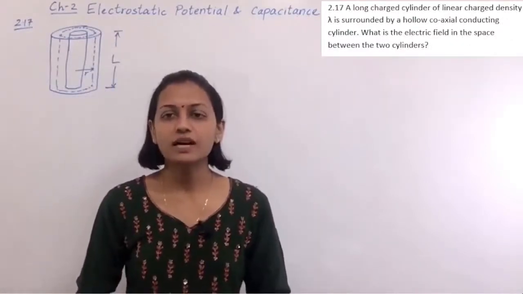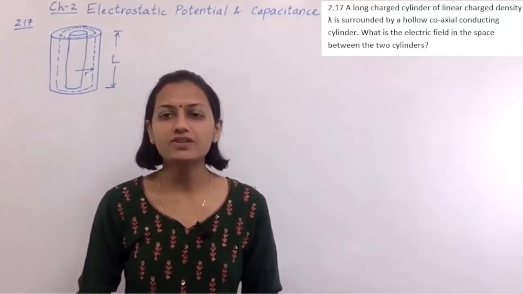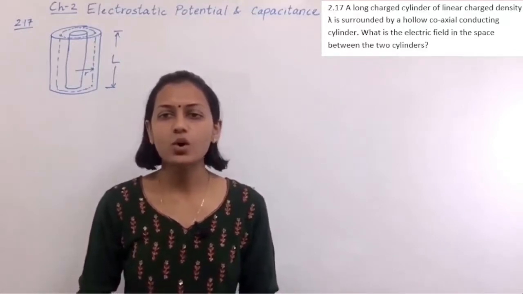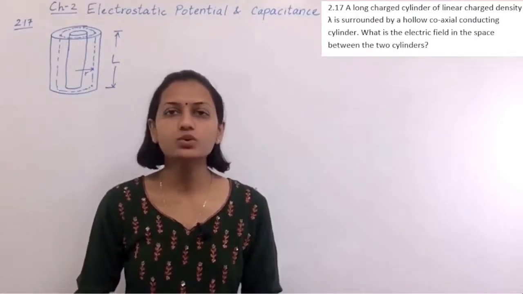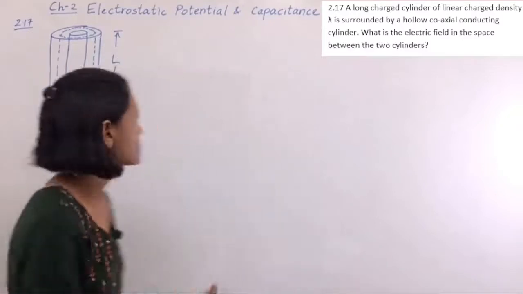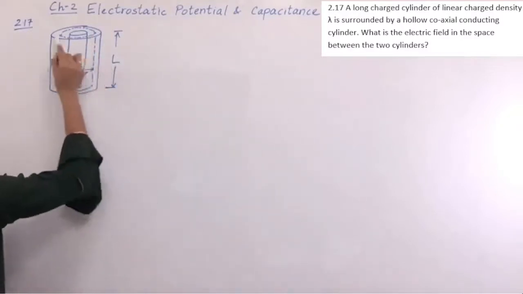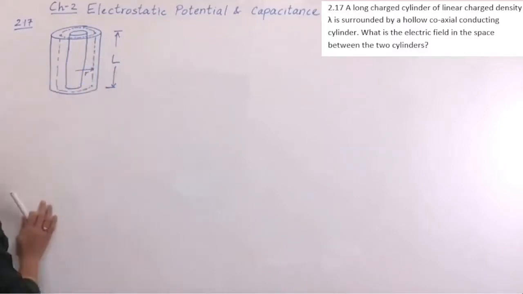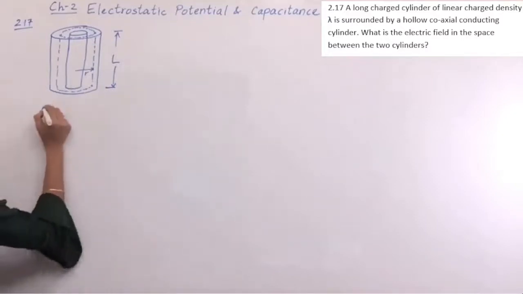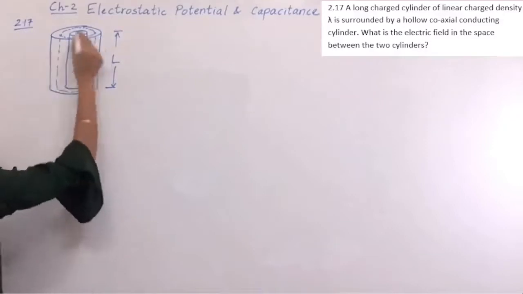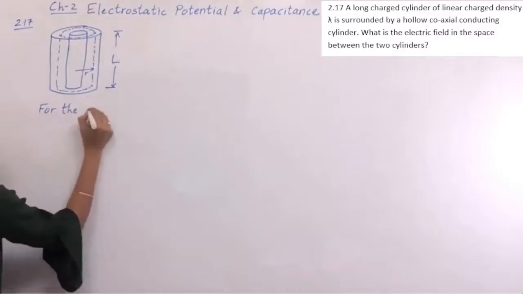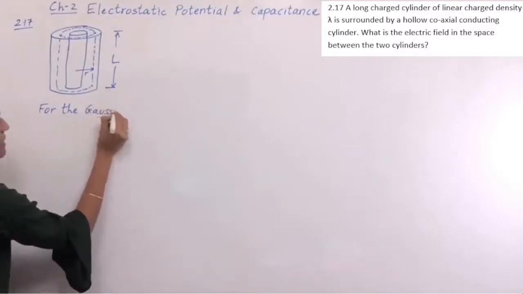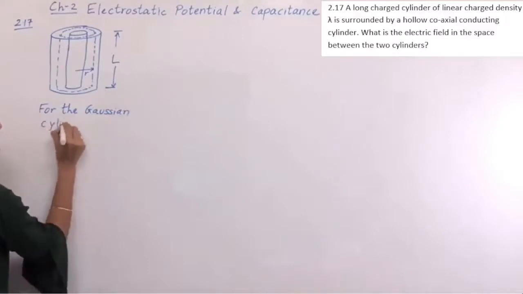2.17, a long charged cylinder of linear charge density lambda is surrounded by a hollow coaxial conducting cylinder. What is the electric field in the space between the two cylinders? So electric field has to be found out over, let's say, this dotted cylindrical surface, which is having radius equals to small r. So this can be considered as a Gaussian surface, the Gaussian cylindrical surface.